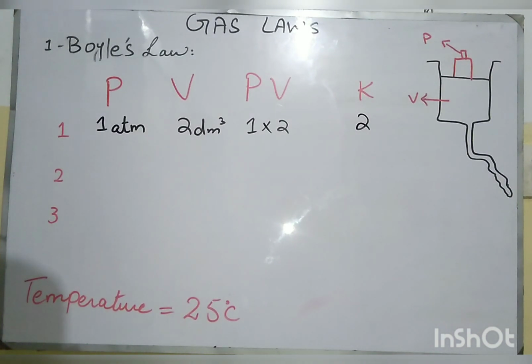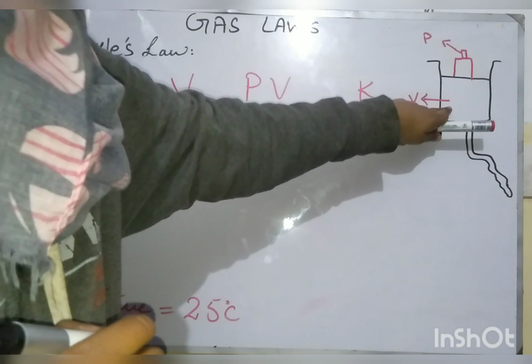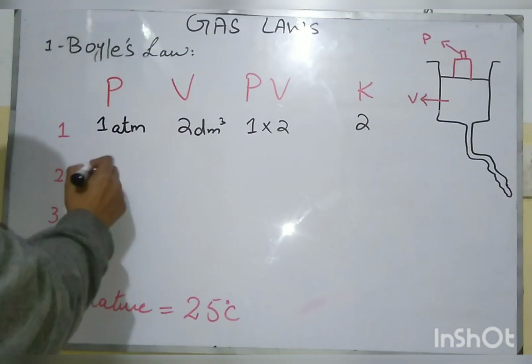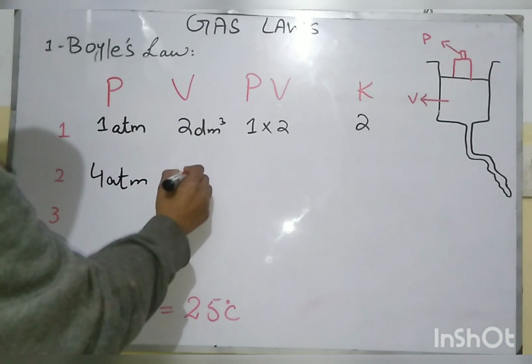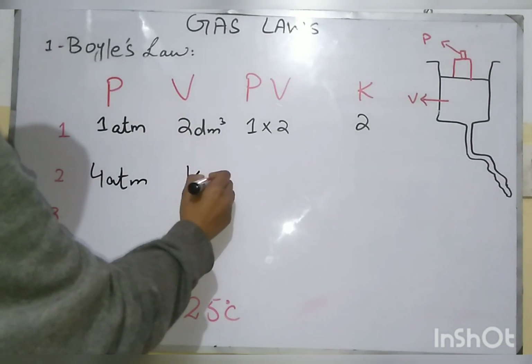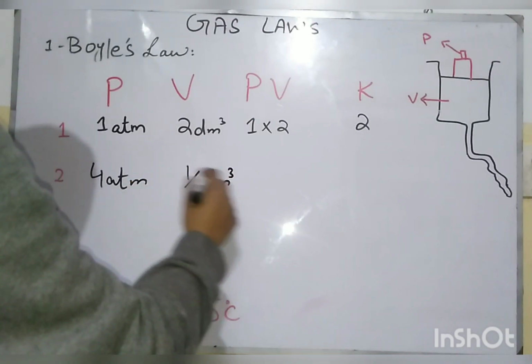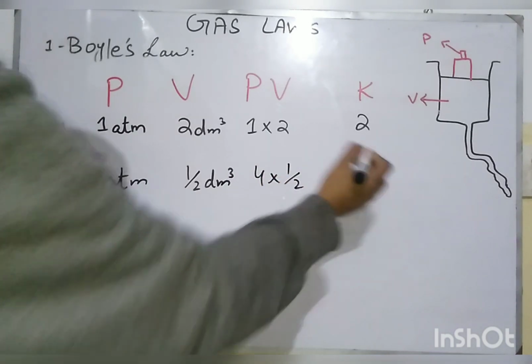In the second case, when we apply more pressure, the pressure becomes 4 atmosphere, and when we press this piston, the volume ultimately will be reduced. So here the pressure is 4 atmosphere and the volume is reduced to half decimeter cube. When we multiply these P2 and V2, we will get the value of 2.